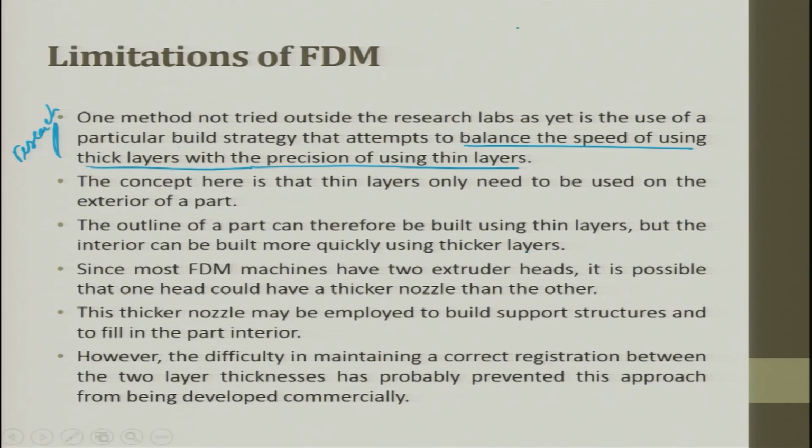So, now the state of the art is they use the same rod diameter, rod width. Since most FDM machines have two extrusion heads, it is possible that one head could have a thicker nozzle, the other one thinner. So, varying diameter nozzle. This thicker nozzle may be employed to build the interior and the thinner one for the external support. However, the difficulty in maintaining a correct registration between the two layer thicknesses has probably prevented this approach from being developed commercially.